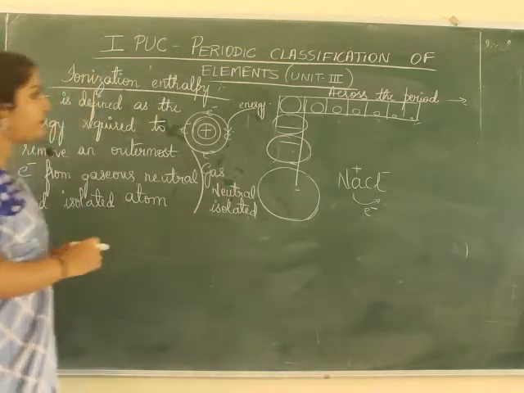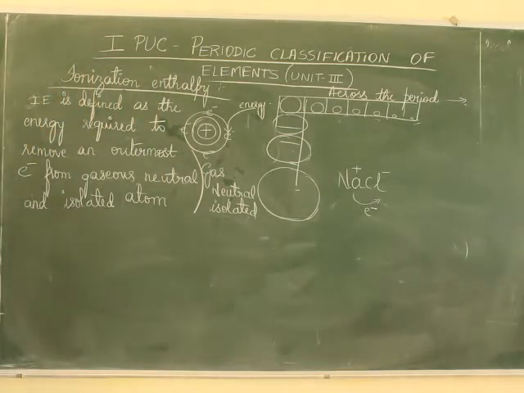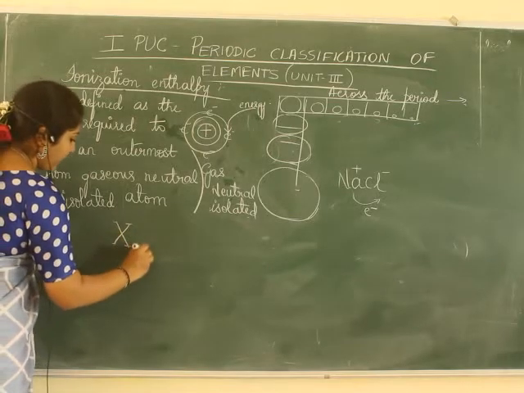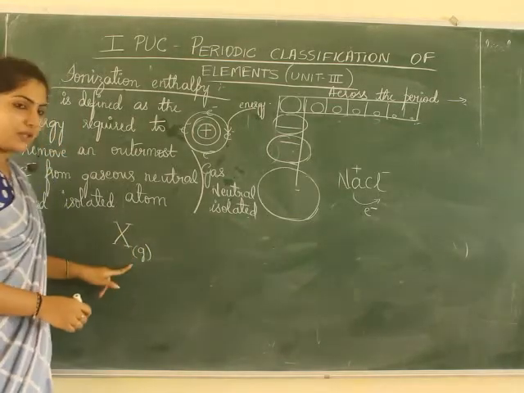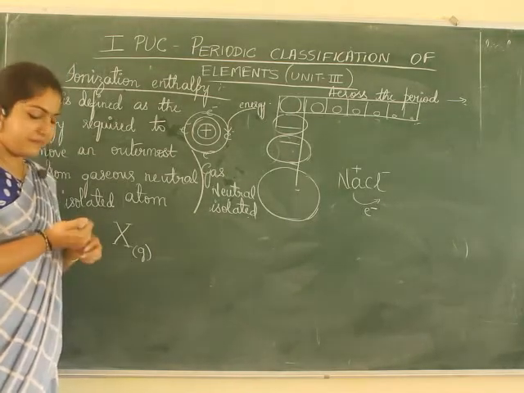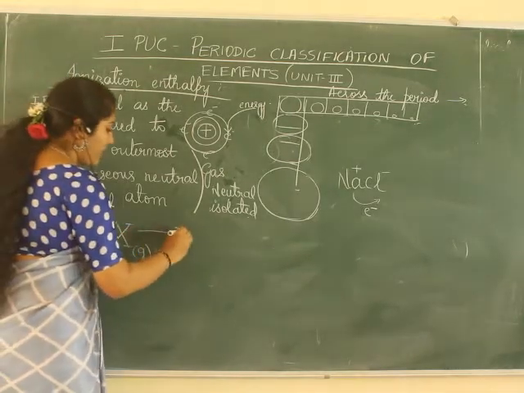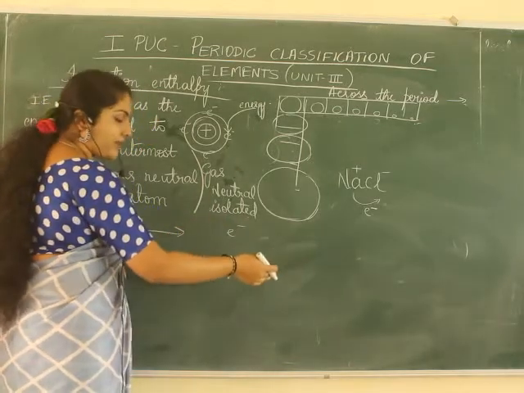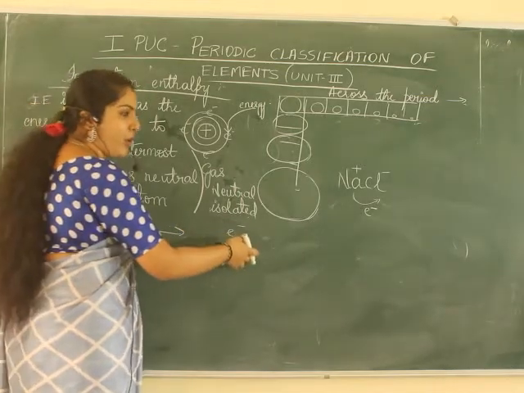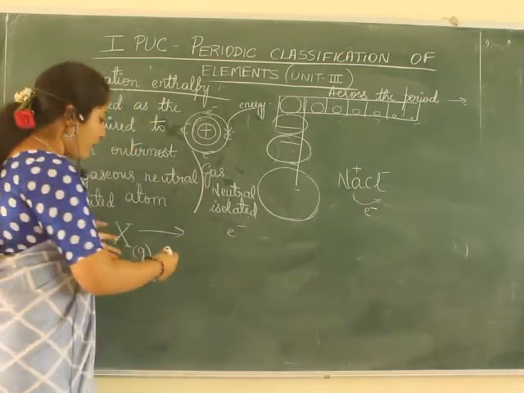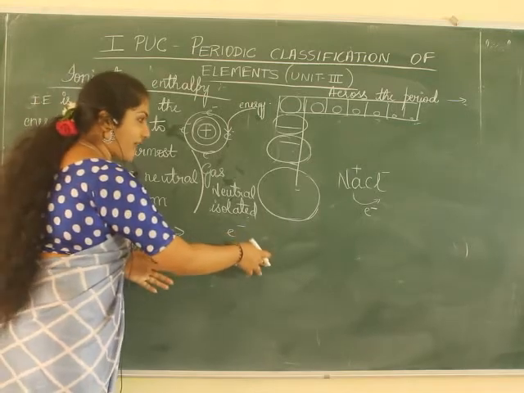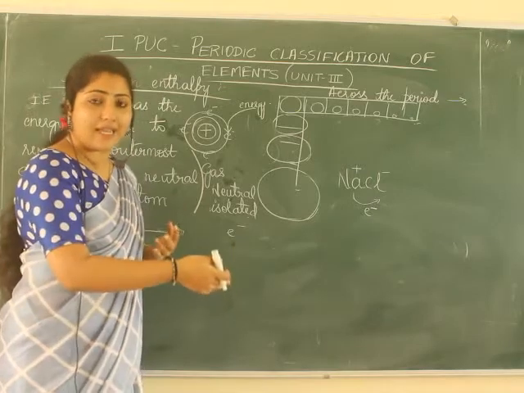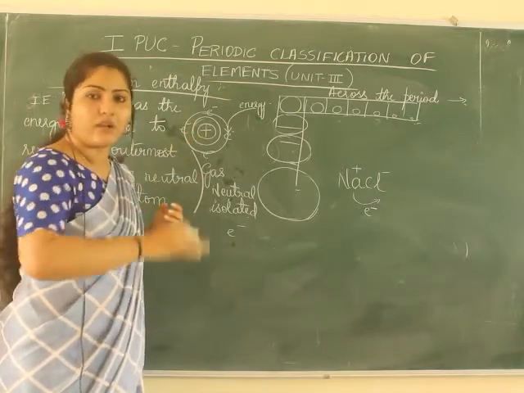Now for example, say you have a gaseous atom. I'll just take it as X. This is a gaseous atom. It is gaseous, neutral, isolated. Now I will remove an electron from this. When I write e minus on the product side, this is the reactant side, this is the product side. You know how to write the equation. We write reactants on the left hand side, products on the right hand side. When I write the electron on the product side, that means the electron has been removed. Clear?